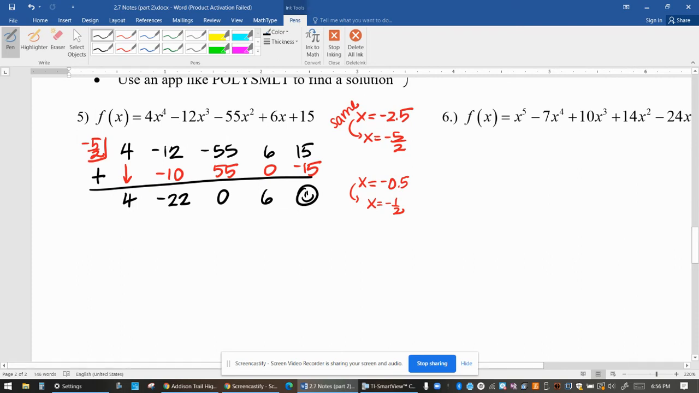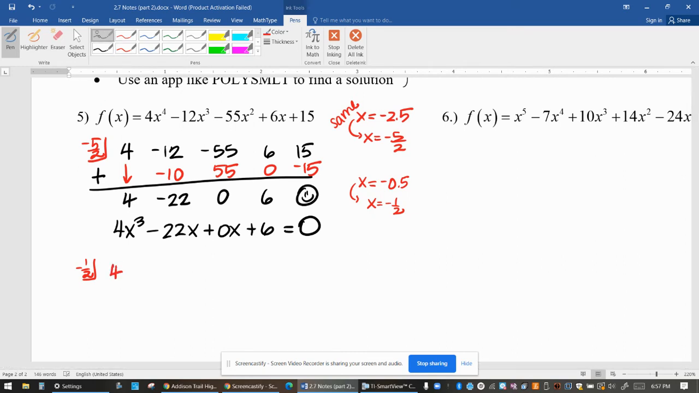Now we started with a quartic, right? So now this guy is a cubic, since we took out a linear factor. Notice that it's missing the linear term. Okay, we still need to solve it. So I am now allowed to use my next zero. So I can use my next zero of negative 1/2 with those coefficients of 4, negative 22, 0, and 6.